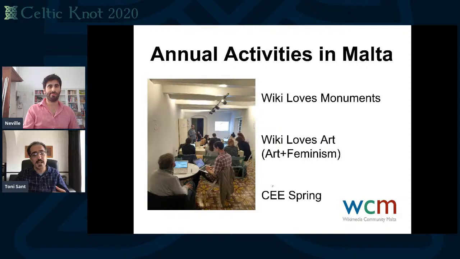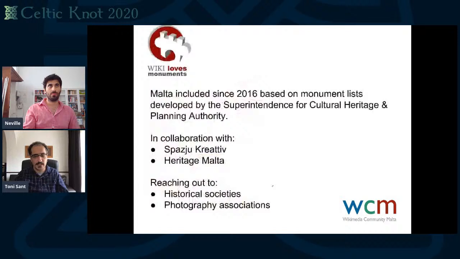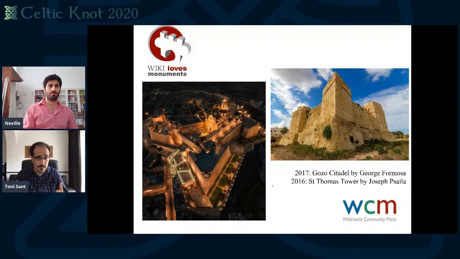And you'll see, because the annual activities in Malta so far through the user group have been on things like Wiki Loves Monuments and Wiki Loves Art, most especially on art and feminism. And it's only through the CEE, the Central and Eastern European Spring Contest, that the user group has started engaging with the Maltese language Wikipedia. So if we were to take a very quick overview of some of the activities, with Wiki Loves Monuments, for example, this has been going since 2016 and working in quite a good way. If we look at some of the numbers for this, no, let's slow down a little bit.